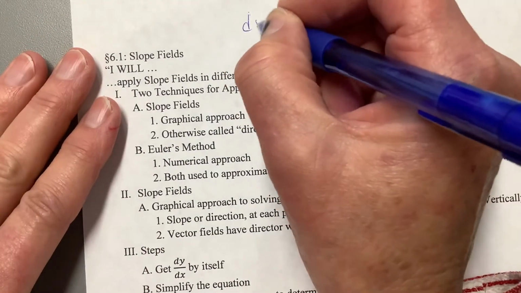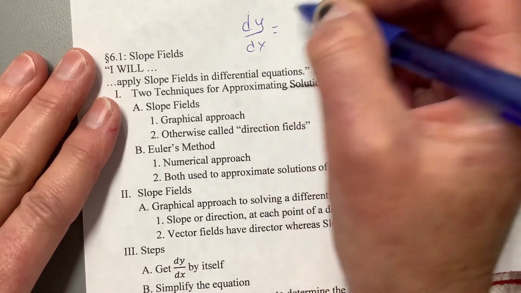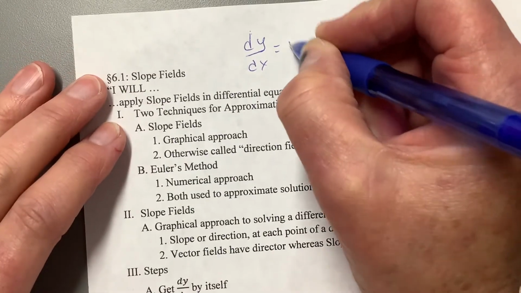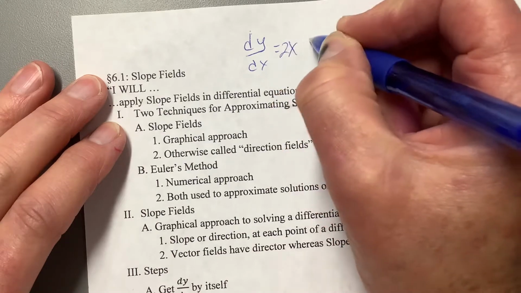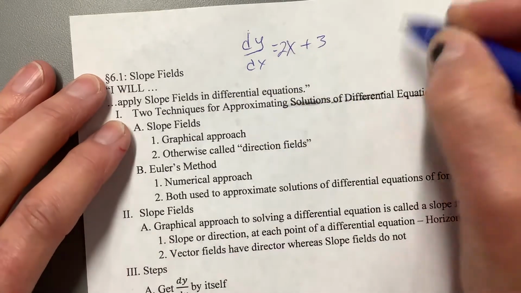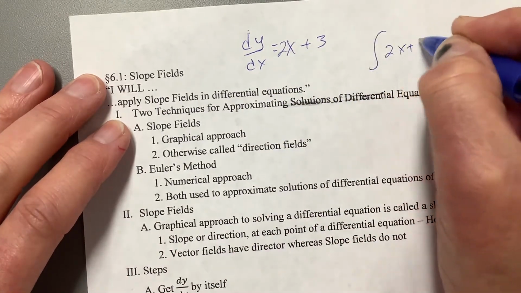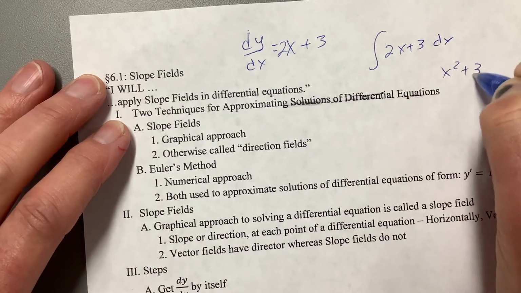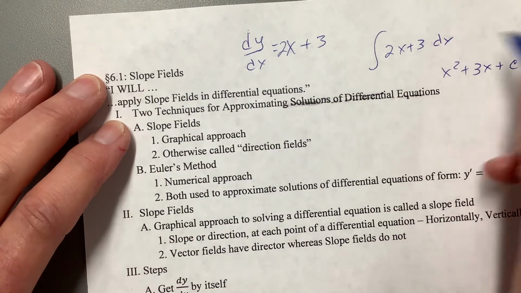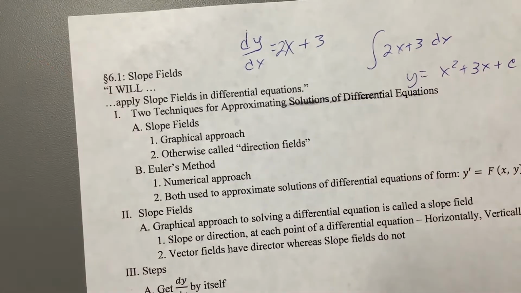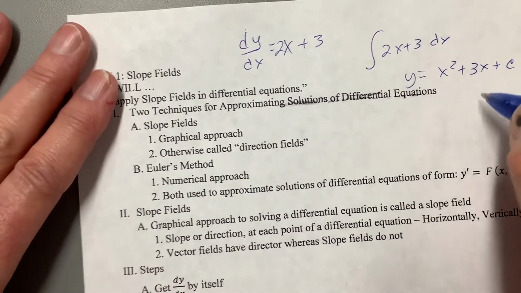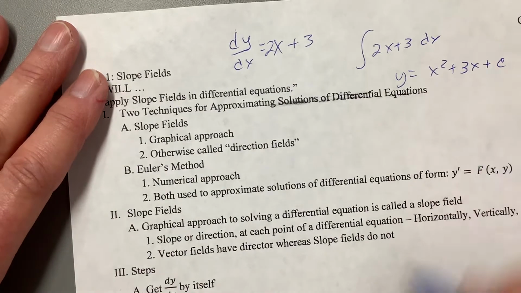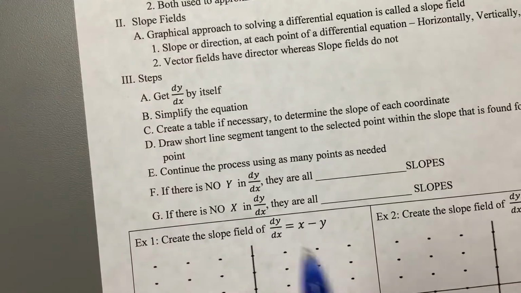Now, a differential equation, as long as it has a derivative in it, you've got it. So I have 2x plus 3. Well, I know if I integrate 2x plus 3 with respect to x, I get x squared plus 3x plus c. And I know the answer. I solved for y.